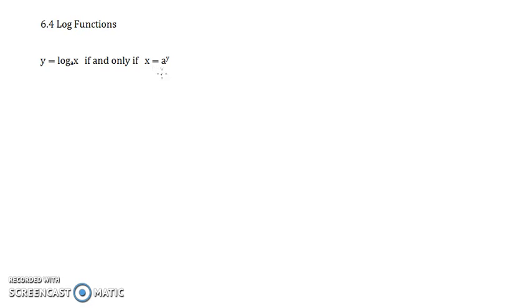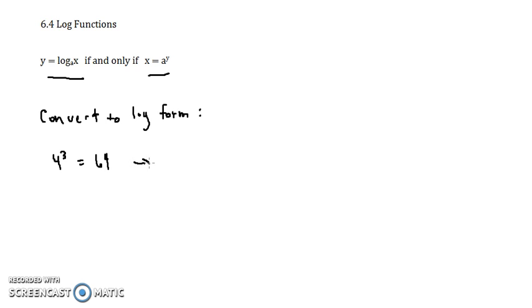Okay, in section 6.4 we introduce log functions, and we start with the definition of a logarithm, which you can see here. Y is equal to log base a of x if and only if x is equal to a to the y. So this is related to the exponential functions that we just saw in the last section, and the way that it's defined actually makes it the inverse of the exponential function. We'll see that more as we go.